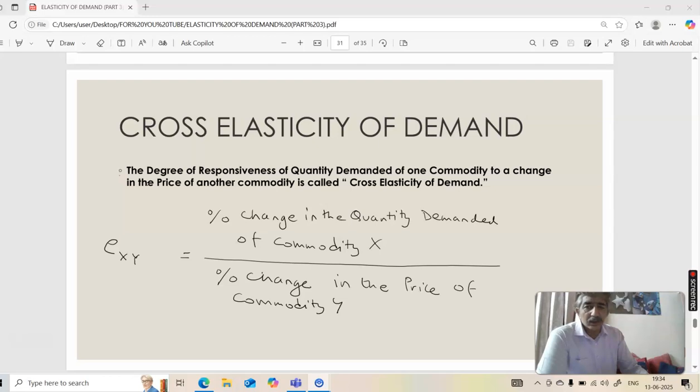So now let's say we want to know the cross elasticity of a product, let's say tea. Okay, now how the demand for tea will be affected due to a change in the price of a related product, let's say coffee. Now you know that coffee is a substitute for tea.